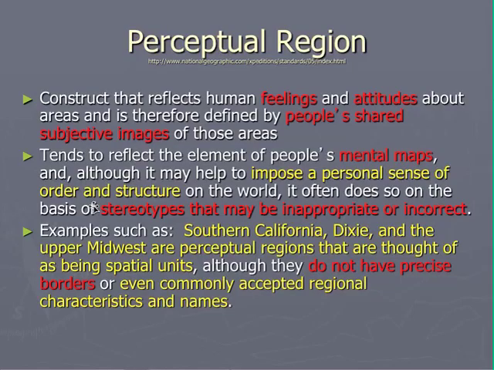All right, and last, we have perceptual region. So this is a construct that reflects human feelings and attitudes about areas and therefore are defined by people's shared subjective images of those areas. So it is based on your own particular thought process, not really based on attitudes. Okay, so think of prejudice. Think of how you are subjective based on your own personal feelings, and that's really what a perceptual region is.